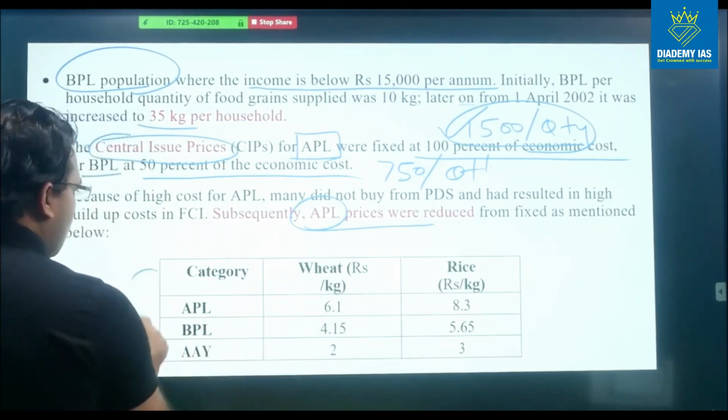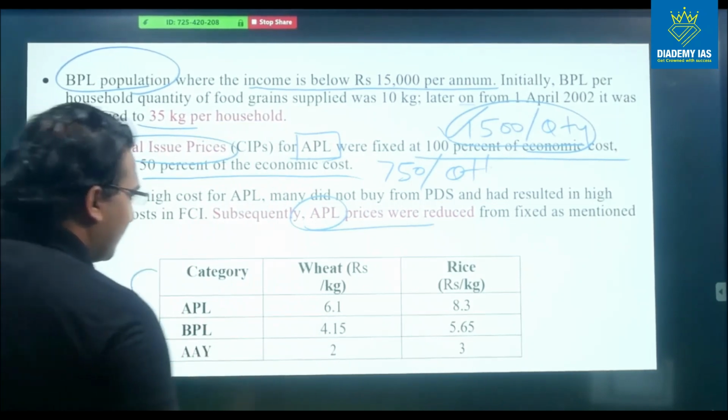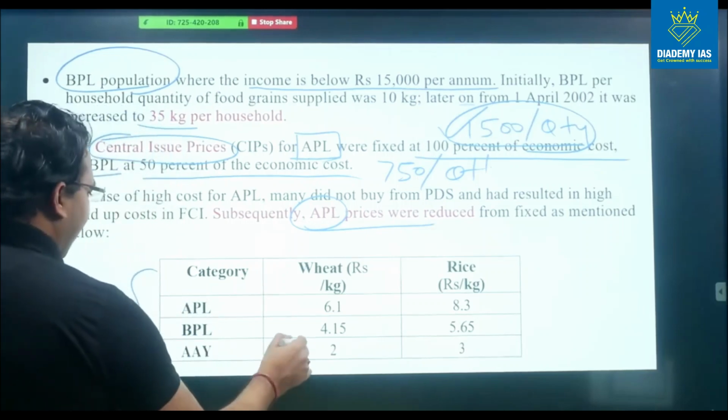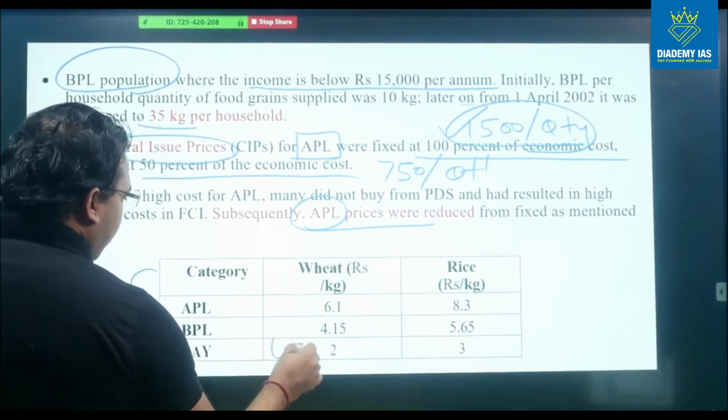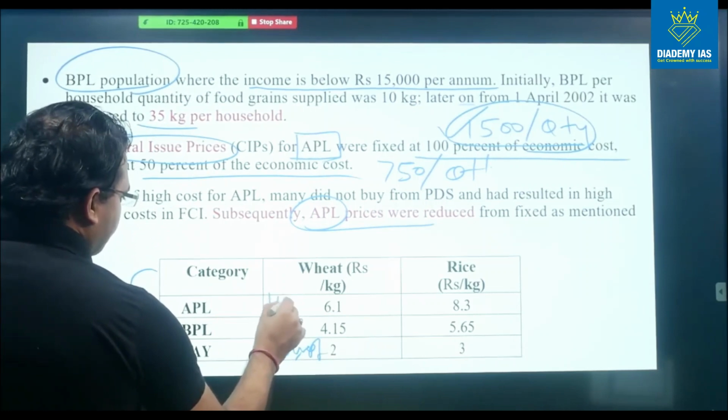So subsequently the APL prices were reduced, and now the APL prices, BPL prices and AAY prices are these. You are not supposed to remember them, right? So just have an idea. For the AAY it is lowest, and for the APL it is highest.